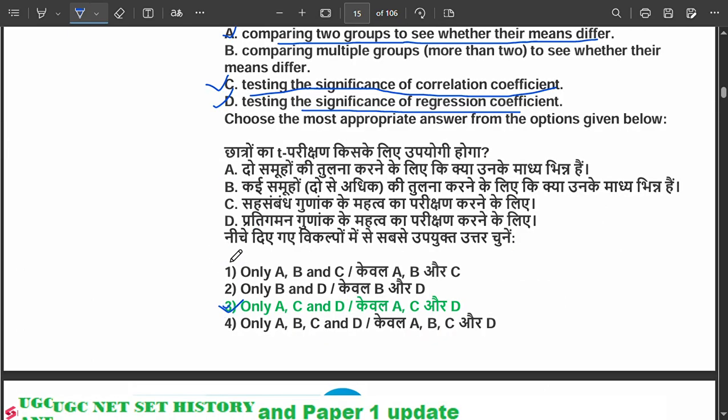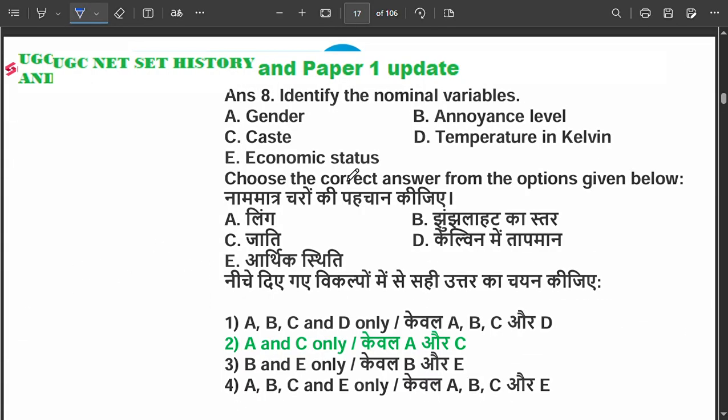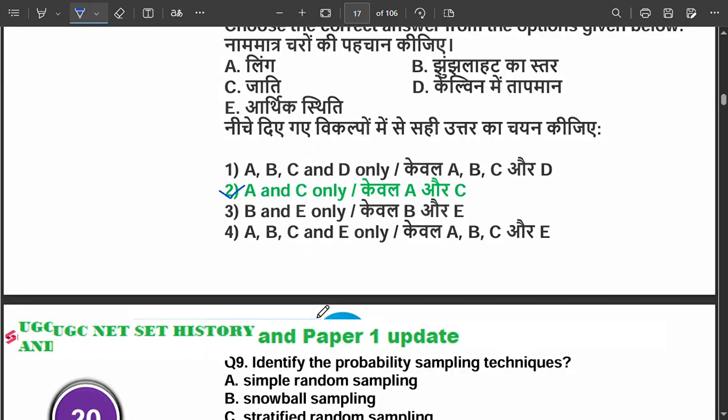Next, question number 8. Identify the nominal variables. Option number 2, A and C, was the correct answer. Gender and caste. So option number 2 was the correct answer, nominal variable. Okay. Next, question number 9.